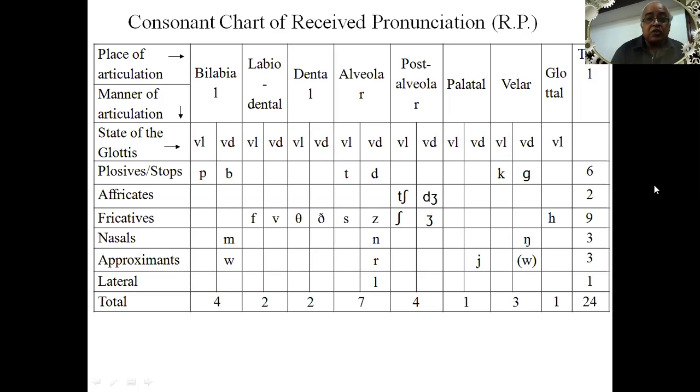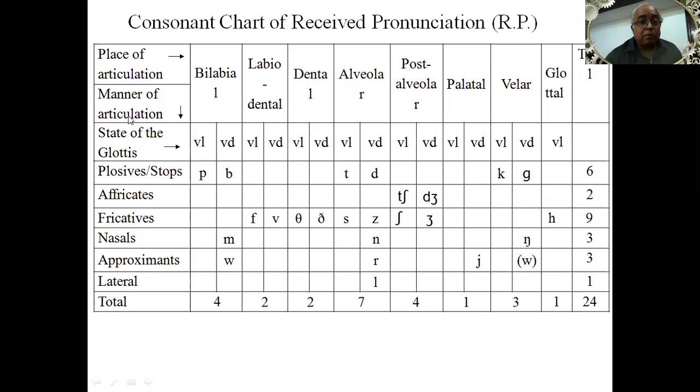RP, let's repeat, is received pronunciation. Please check the spelling, because some of us make a mistake in this spelling. Pronounce is the verb, and pronunciation, there is no O inside. Pronunciation, N-U-N. See, on the top we have the place of articulation. All these are places of articulation. Bilabial, the labiodental, the dental, the alveolar, the postalveolar, the palatal, the velar, and the glottal.